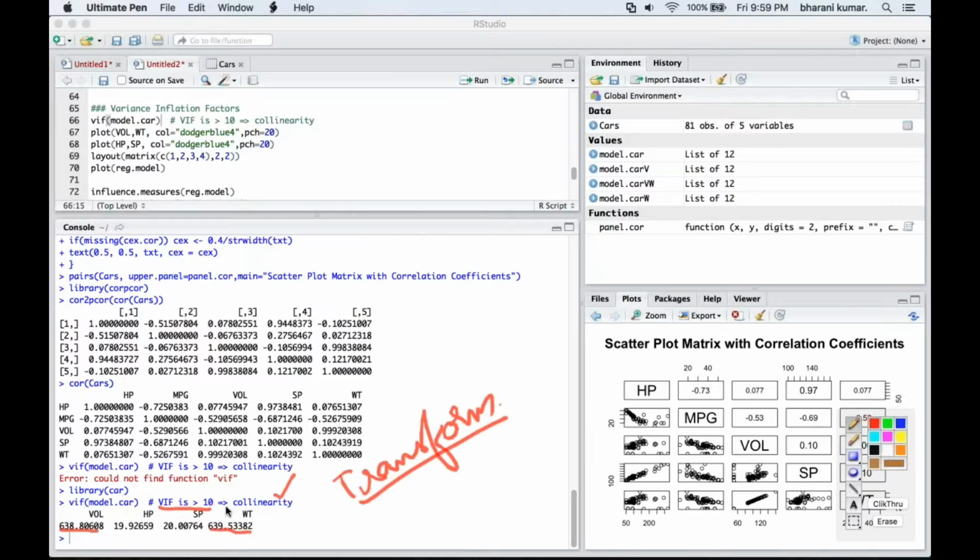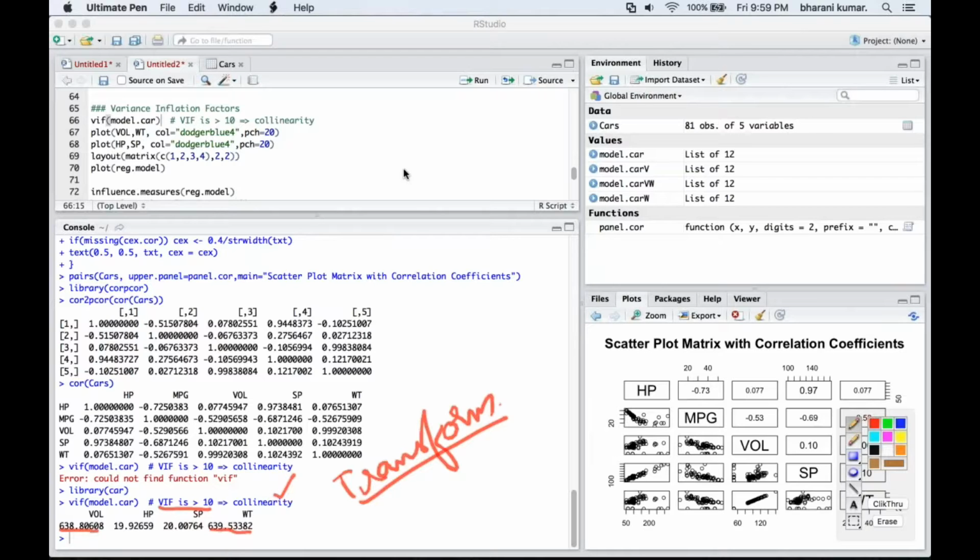If log is not working, take exponential transformation, do reciprocal transformation, do a square root transformation, do a cube root transformation, or do a Box-Cox transformation, do a Johnson transformation.